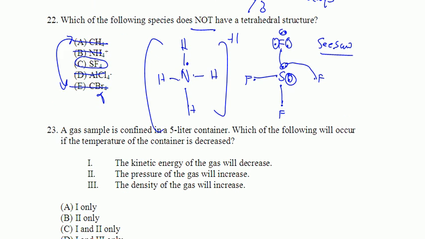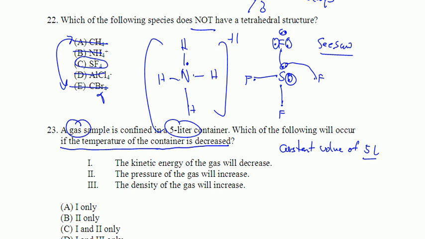23. A gas sample is confined to a 5-liter container. So constant volume of 5 liters. Which of the following will occur if the temperature of the container is decreased? We're talking about a gas and we're talking about temperature. Kinetic energy is directly proportional to the temperature only. So if T goes down, kinetic energy goes down. Okay? So we know that for sure.